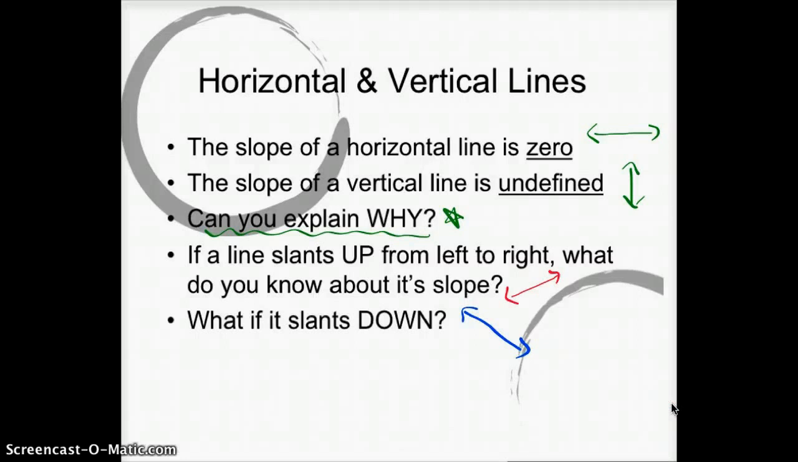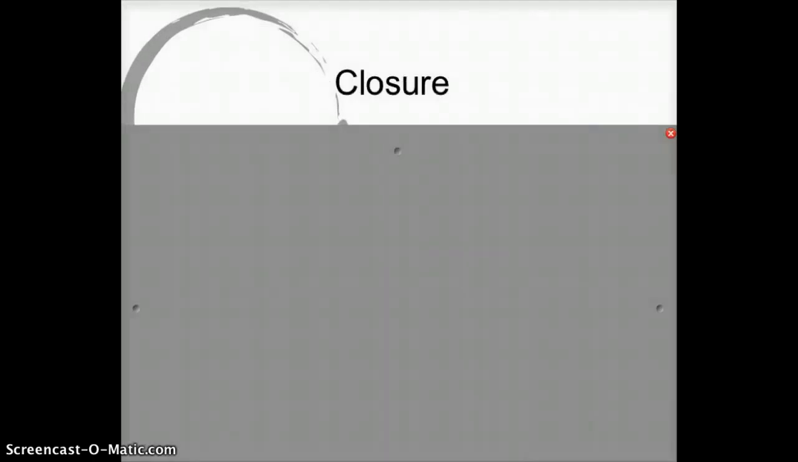Okay. What I'm hoping you came up with is that if it goes up from left to right, it has a positive slope. If it goes down from left to right, it has a negative slope. These are really important that you can just look at a graph and know if the slope is going to be positive, negative, 0, or undefined. I want it to be really obvious and just really quick at it. All right, let's close this up.